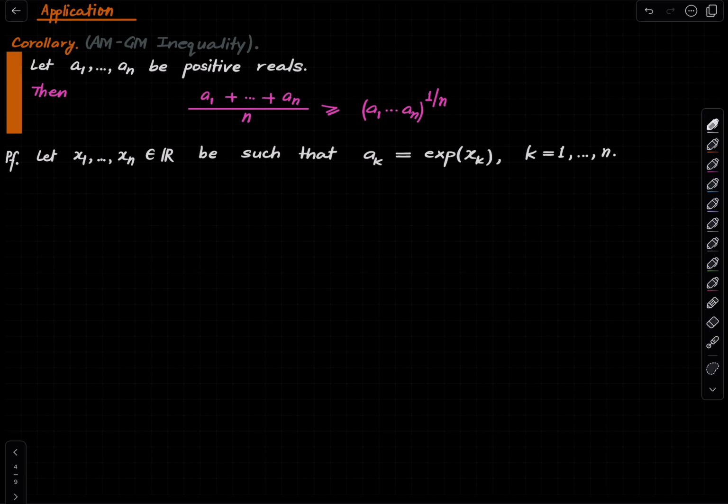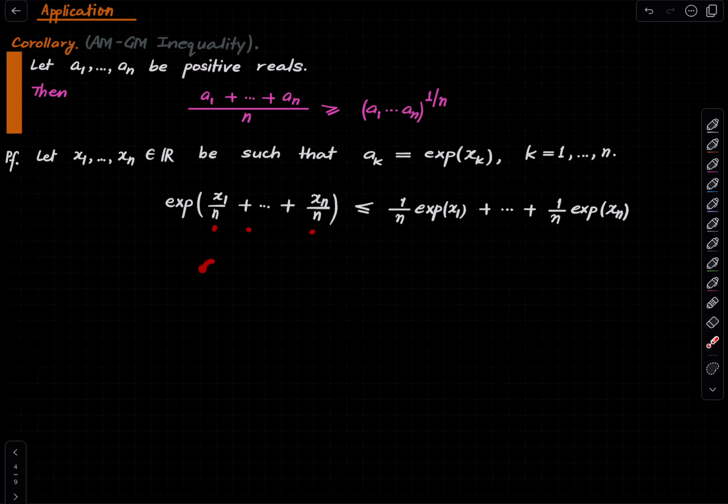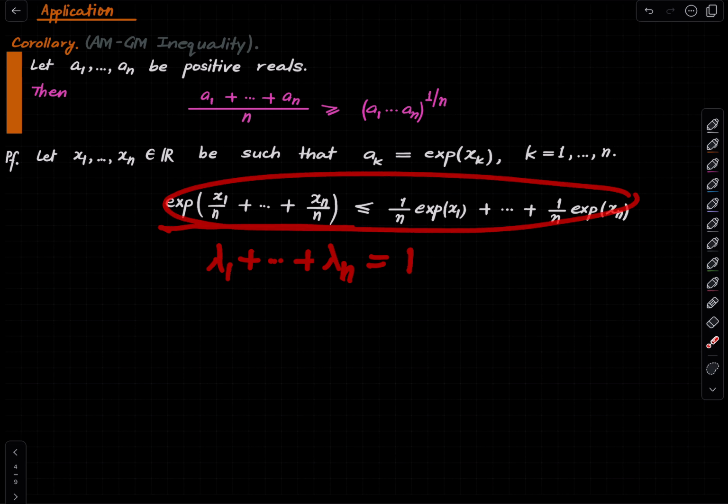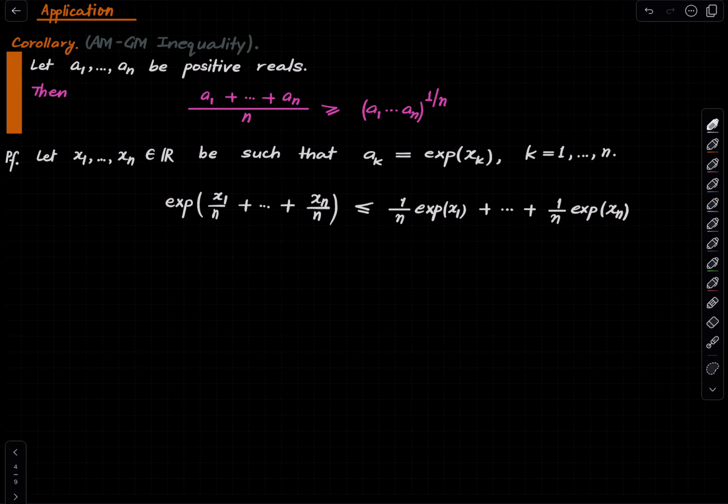So we have that. And now, by the convexity of the exponential function, we see that this is at most that. All we are doing is taking lambda 1 as 1 by n, lambda 2 as 1 by n, and so on up to lambda n as 1 by n. So the lambdas sum up to 1 because each of them is 1 by n, and therefore by convexity of the exponential function we have this. So just be convinced.